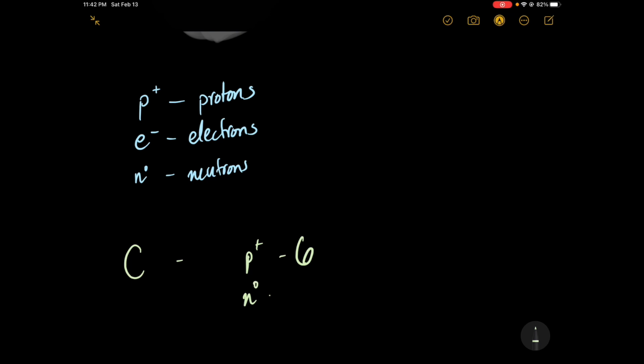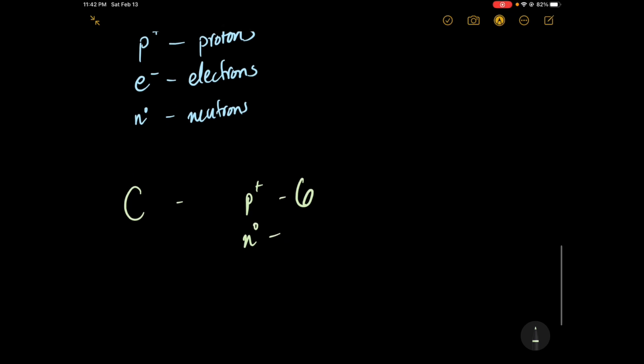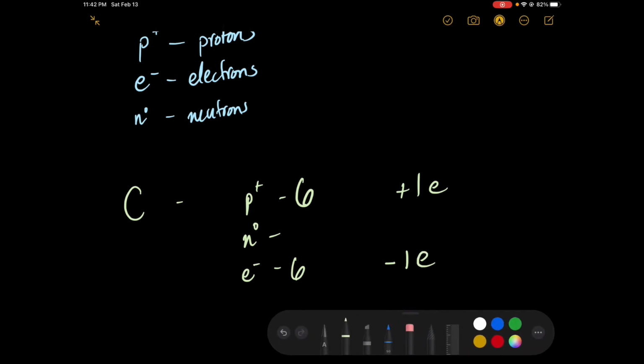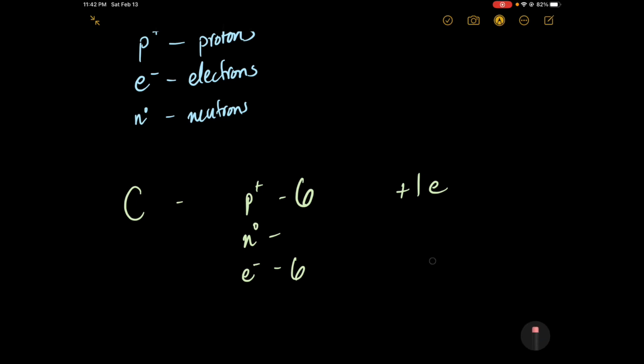Number of neutrons, let's hold off on that. Number of electrons, if you're working with a non-charged element, is always the same as the number of protons, because each proton carries a +1 elementary charge and every electron carries a -1 elementary charge, just to cancel it out. So if you have 0 charge, you have to have an equal number of electrons and protons.